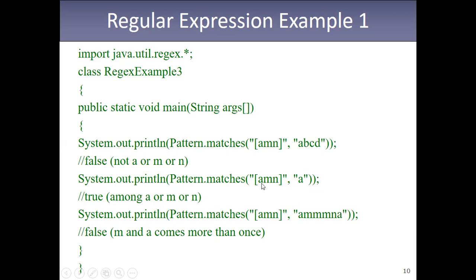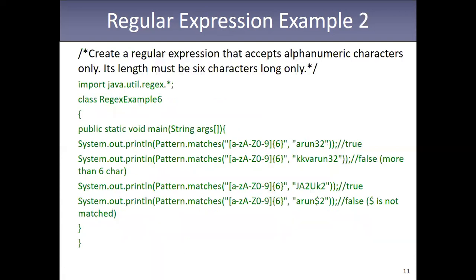Then the next one is, the character class contains three characters, a, m, and n. And the input is m, a. Since a is available, it is matched with this pattern. It is returning true value. Then the third example, the character class contains three characters, a, m, and n. And the input contains a followed by three m's, one n, and one a. But it will return false because m and n come more than once.